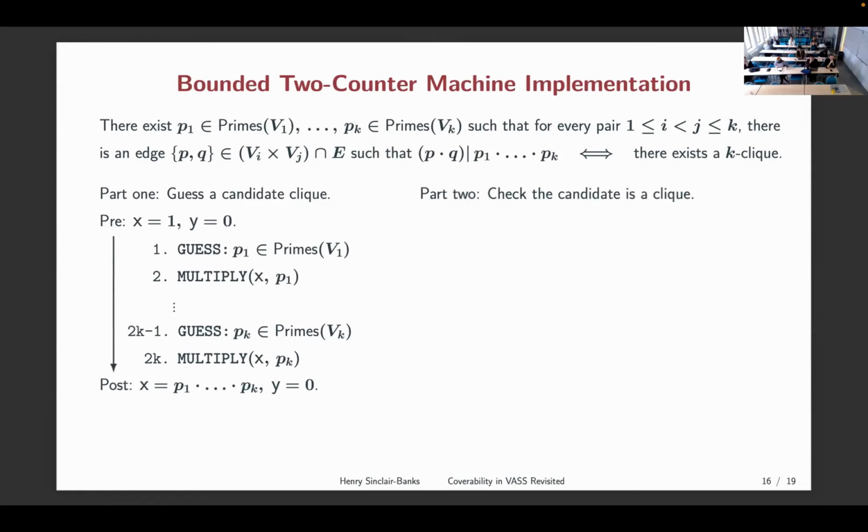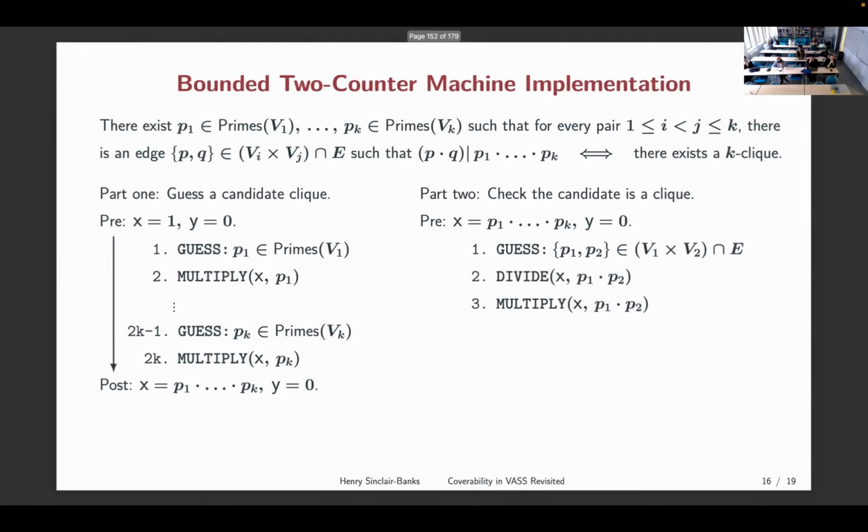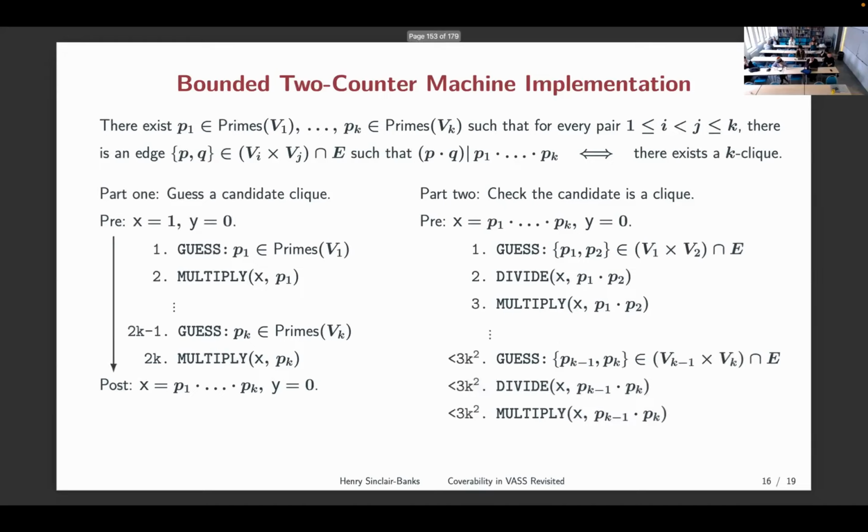And then part 2: how do we actually check this? Well, for every pair of vertex subsets, V1, V2, V1, V3, etc., we'd like to be able to pick an edge that we can do divisibility checks for. We do this by dividing through and then remultiplying out. If you could complete line 2, then you know you were divisible, and we'd like to restore the original value so we can do later checks. And so we do this over and over again. And in particular, we do it for every pair Vi, Vj.